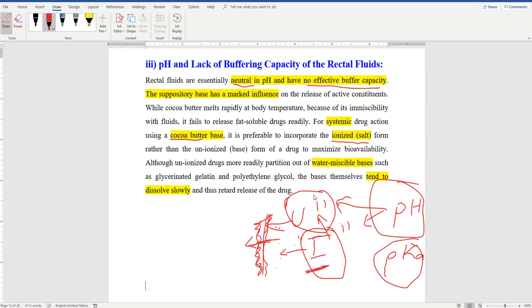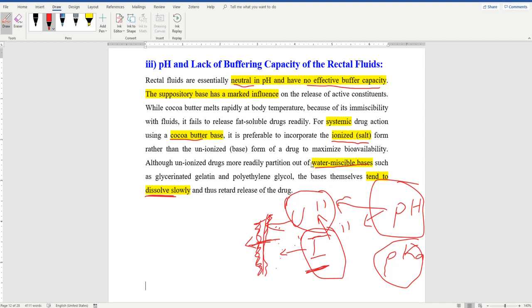Okay? Now, in case I am using water miscible bases, like what? Like PEG, polyethylene glycol, or glycerinated gelatin. In this case, I will be able to use ionized drug or salt. Also, I can use the non-ionized. Why? Because this PEG or glycerinated gelatin will dissolve and it's water miscible. Therefore it will get mixed with the medium of the rectum, which is aqueous. It can mix with it. It's miscible with it. But of course, PEG and glycerinated gelatin take some time before they dissolve. Of course, this is a problem.